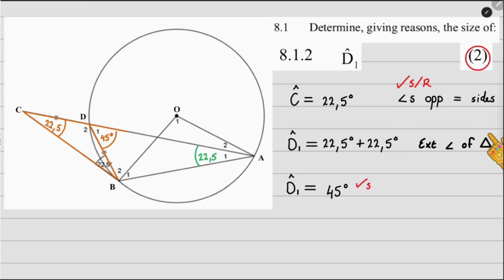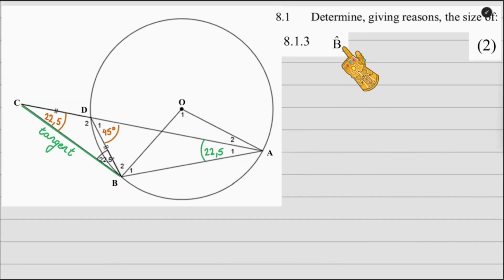And your 2 marks in this question are awarded from the statement and reason in this first line with the angles opposite equal sides. It's a fancy way of saying isosceles triangle. And D1 equals 45, 1 mark gets awarded for that statement, actually answering what they asked you to.